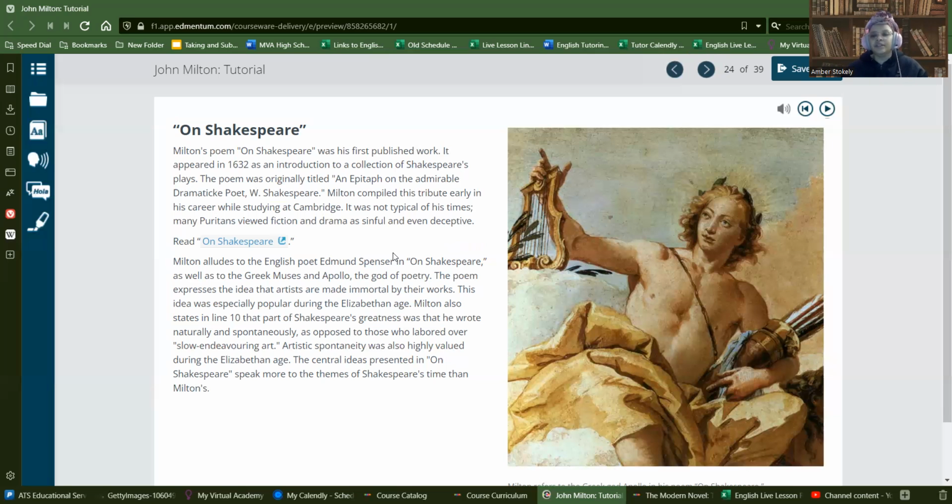During the Elizabethan age, another thing that was valued was also being able to just be naturally good at art. So a lot of the ideas in the On Shakespeare poem is more about that time, the Elizabethan time, than Milton's time with neoclassicism. And I mean, I feel like you could guess that just based on the fact that he's writing about Shakespeare.